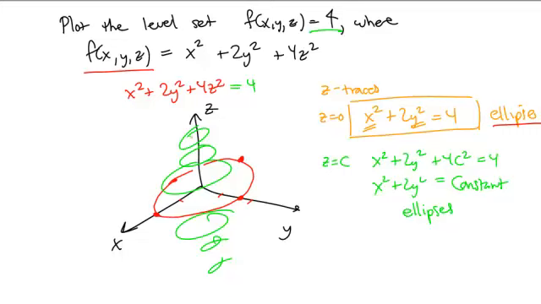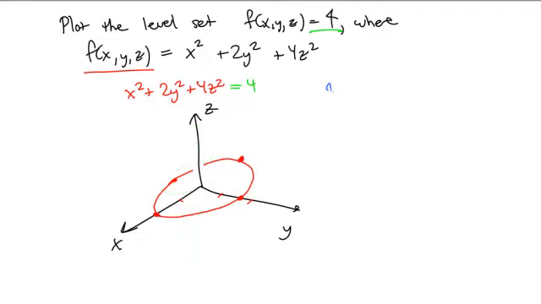Rather than trying to plot all of those ellipses individually, I'm going to try to use another trace to help me out. Let me take a look at the y equals 0 trace. Now the y equals 0 trace is the equation x squared plus 4z squared is equal to 4. Once again, this is the equation of an ellipse. So it's an ellipse in the xz plane.